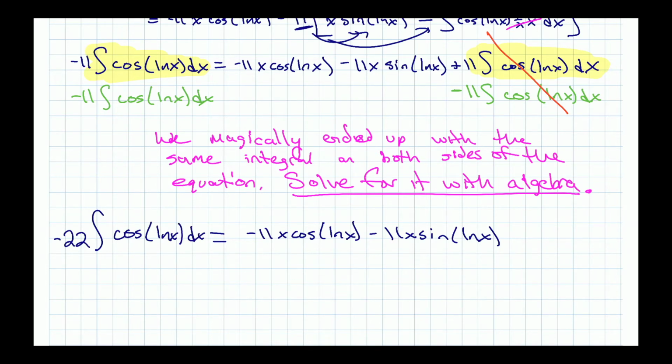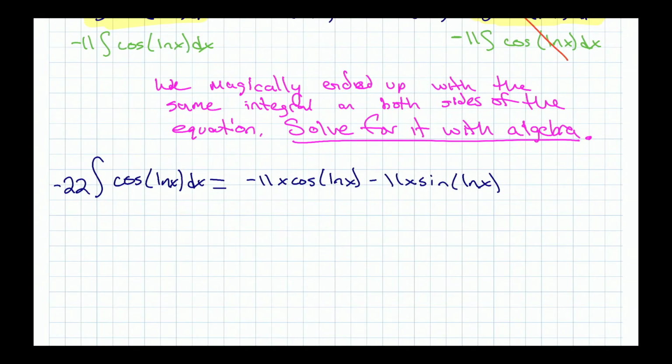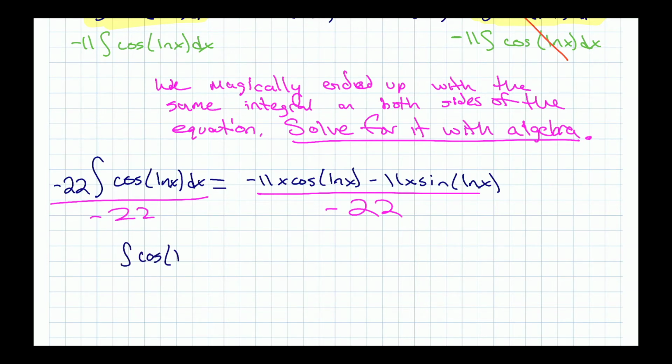See, now instead of having the integral in two places, we actually only have the integral in one place. So now all we have to do to solve for the integral is just divide both sides by 22. So you just go over negative 22, over negative 22, and we get integral cosine ln x dx equals, divide everything by negative 22 over here, and it's just going to be 1/2 x cosine ln x, looks like plus another 1/2 x sine ln x. And don't forget to add a plus c.